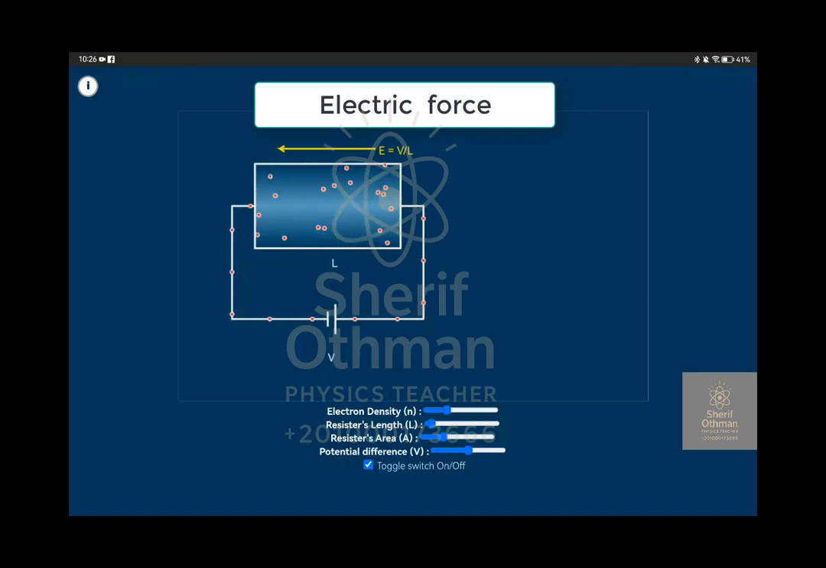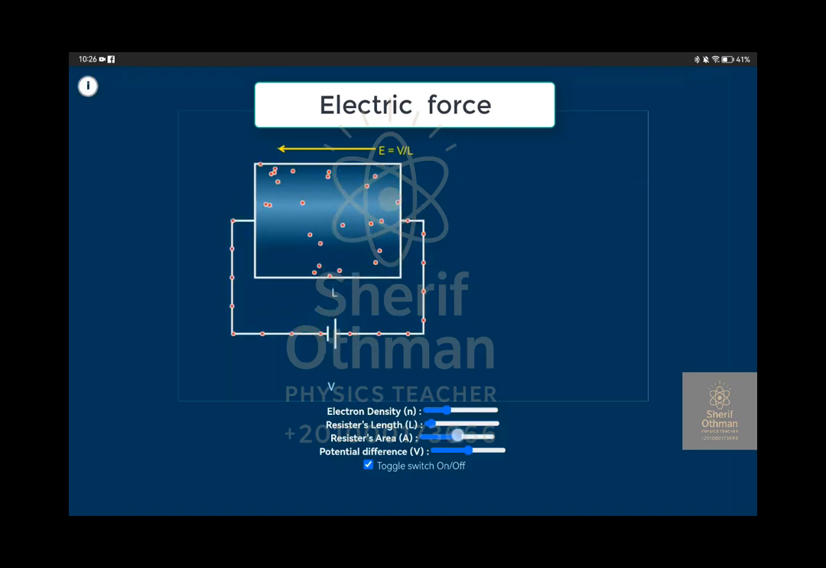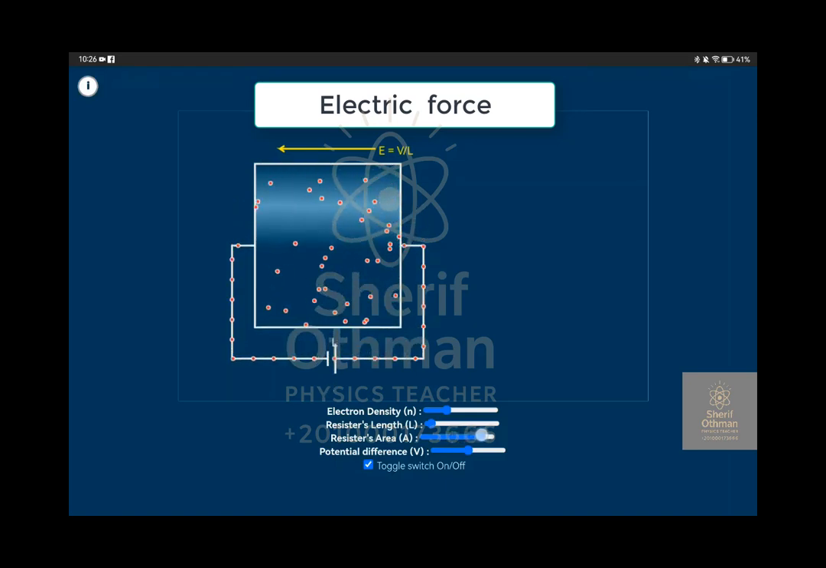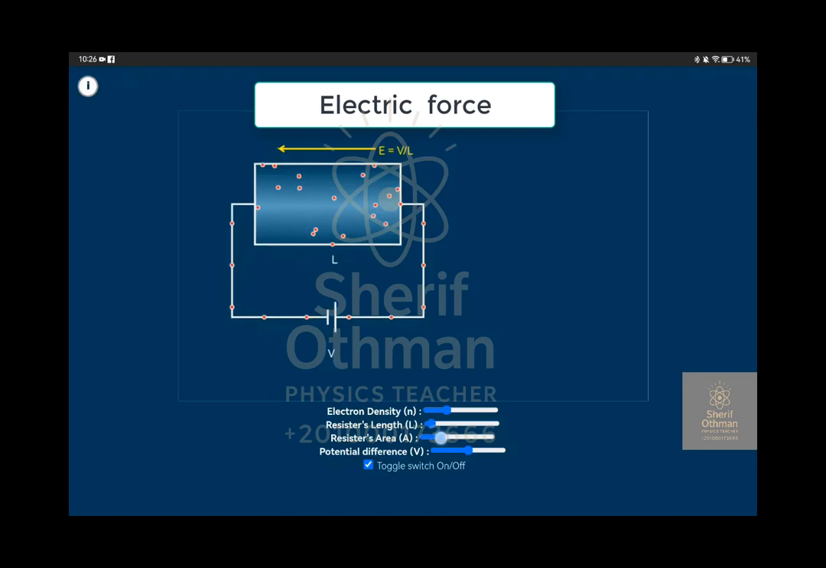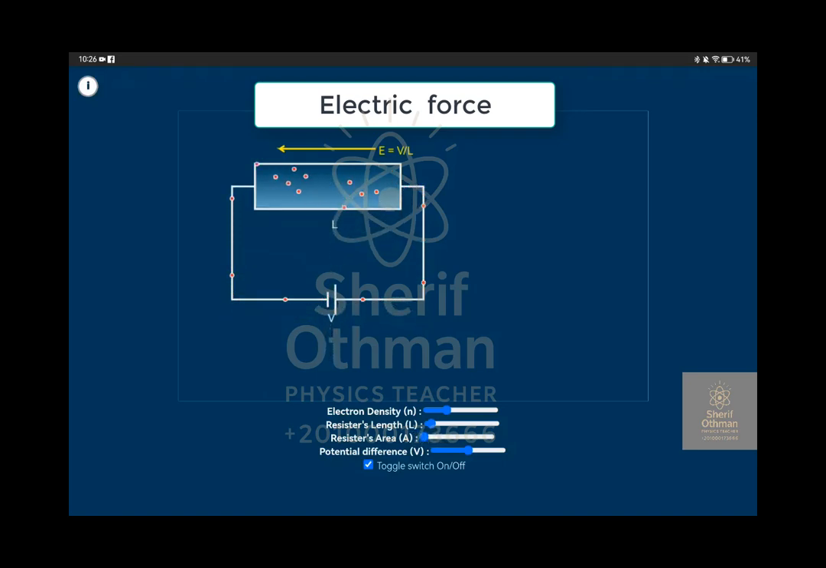If I'm going to increase the area, you will find that the resistance will also decrease and the flow of electrons became faster. If I decrease the area, the flow of electrons will be slower.